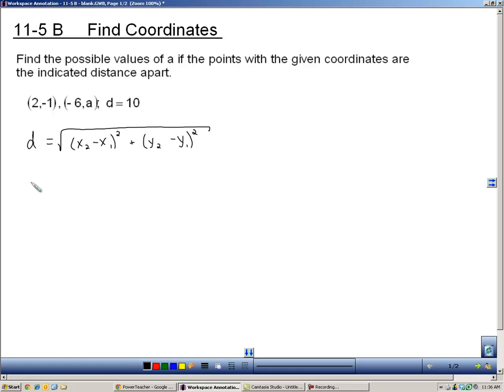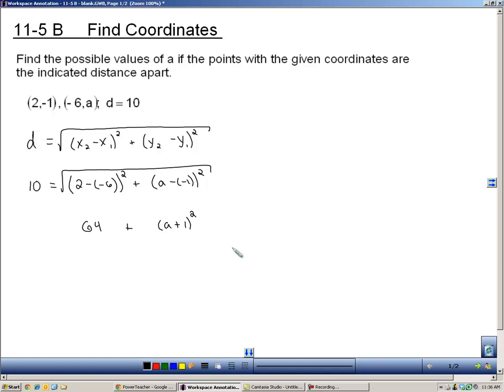So we'll plug the values in. Distance is 10. Now for the x's, I'm going to take the 2 and subtract -6. Square that. And then because the order doesn't matter in this particular formula, I'm going to choose a minus -1. Now I'm also not going to rewrite this every single time, just to save some time here, so see if you can understand that. Plus a negative, or minus a negative, is the same as plus, so this becomes an 8 squared, which is 64. And then this becomes an a plus 1 squared.